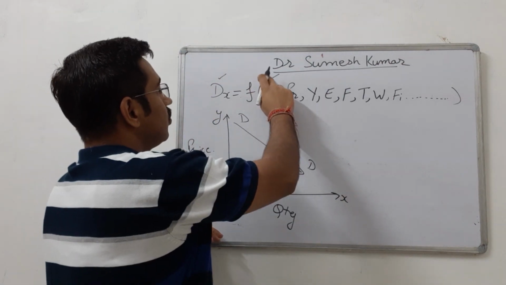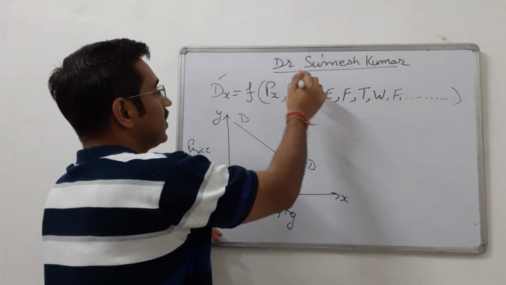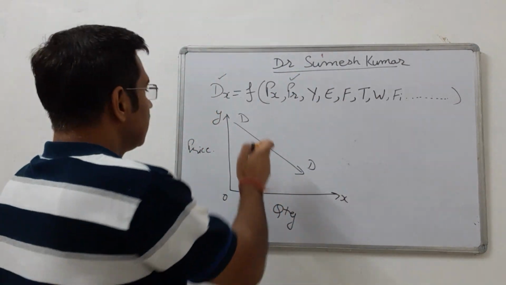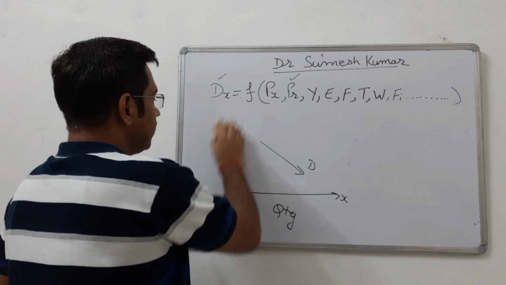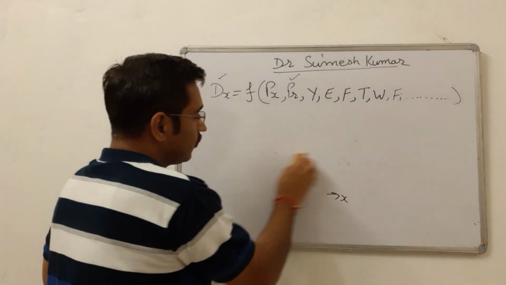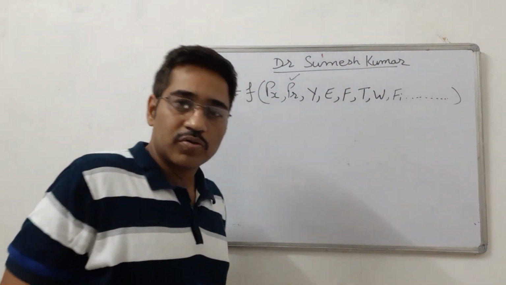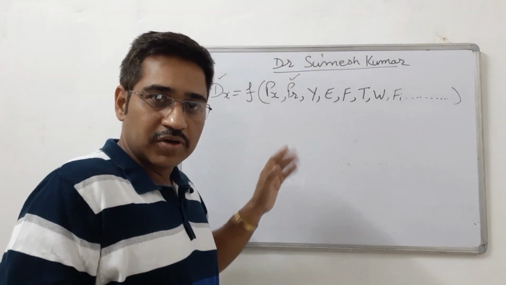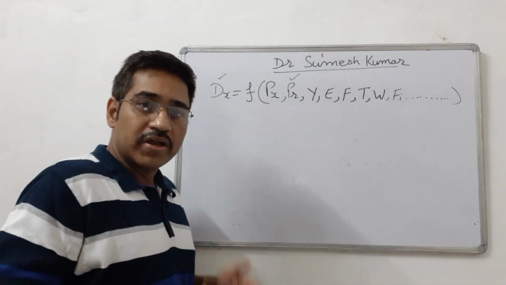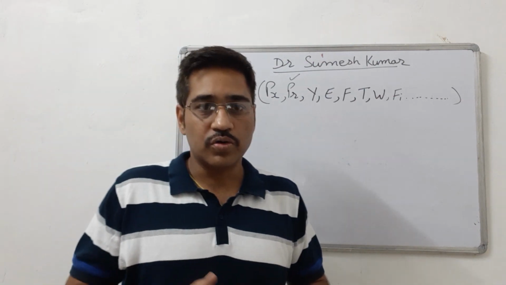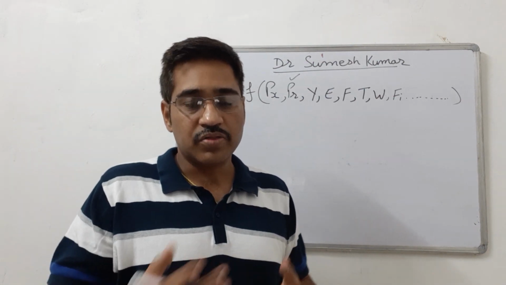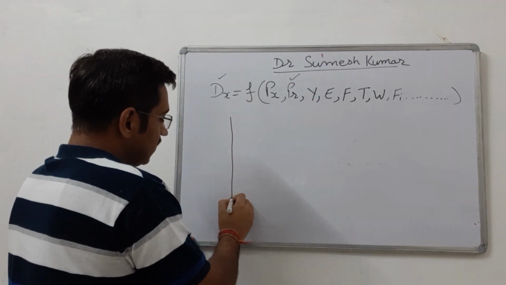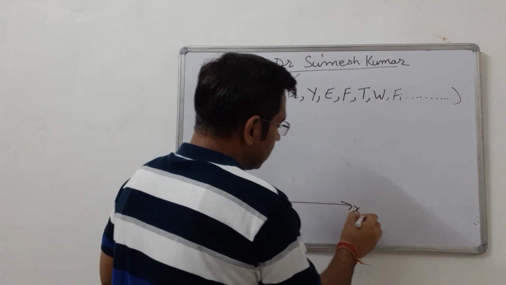Now, what is the relationship between demand of X commodity and price of related commodities? First of all, what are related commodities? Related commodities are of two types, substitute goods and complementary goods. We will take substitute goods first. Substitute goods are those goods that can be used in place of others. For example, a very common example, tea and coffee.